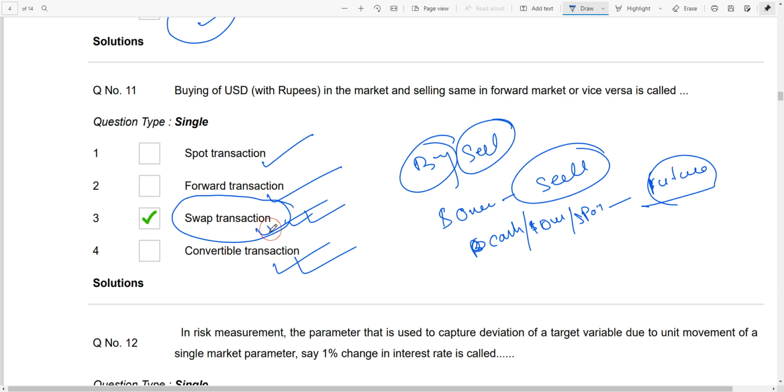So the correct answer is swap transaction. Buying of USD in the market and selling same in foreign market or vice versa is called swap transaction. Two deals.